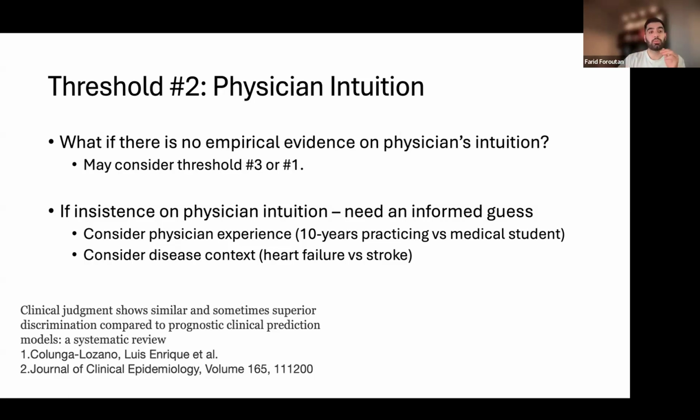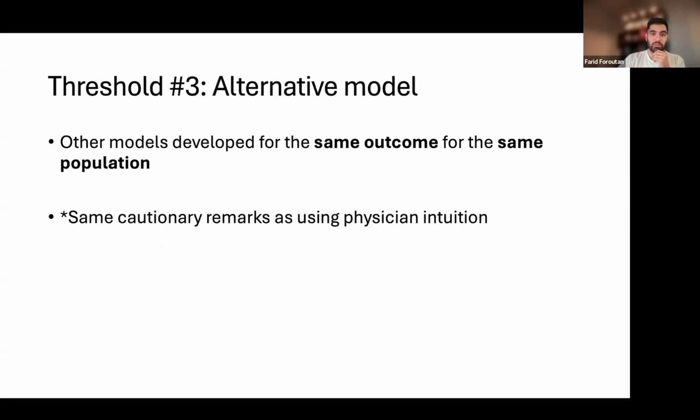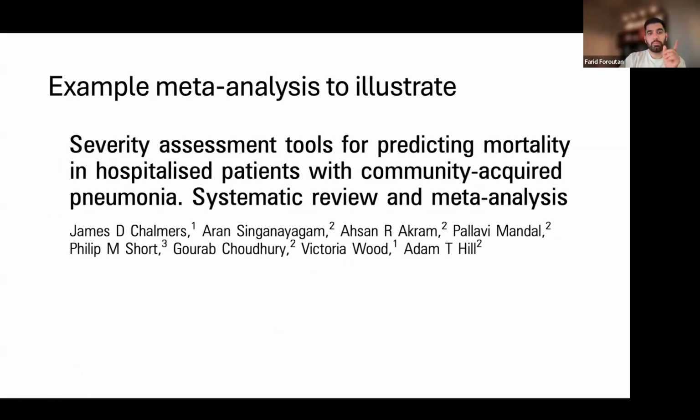So what's the third option for your target of certainty rating? That's an alternative model. So again, another model developed for the same outcome in the same disease population. But again, we're not making comparative inferences here. We're just using it to inform our threshold, to inform the target of our certainty rating. So an example here is with regards to individuals who are suffering from community-acquired pneumonia and their risk of mortality being predicted by models.